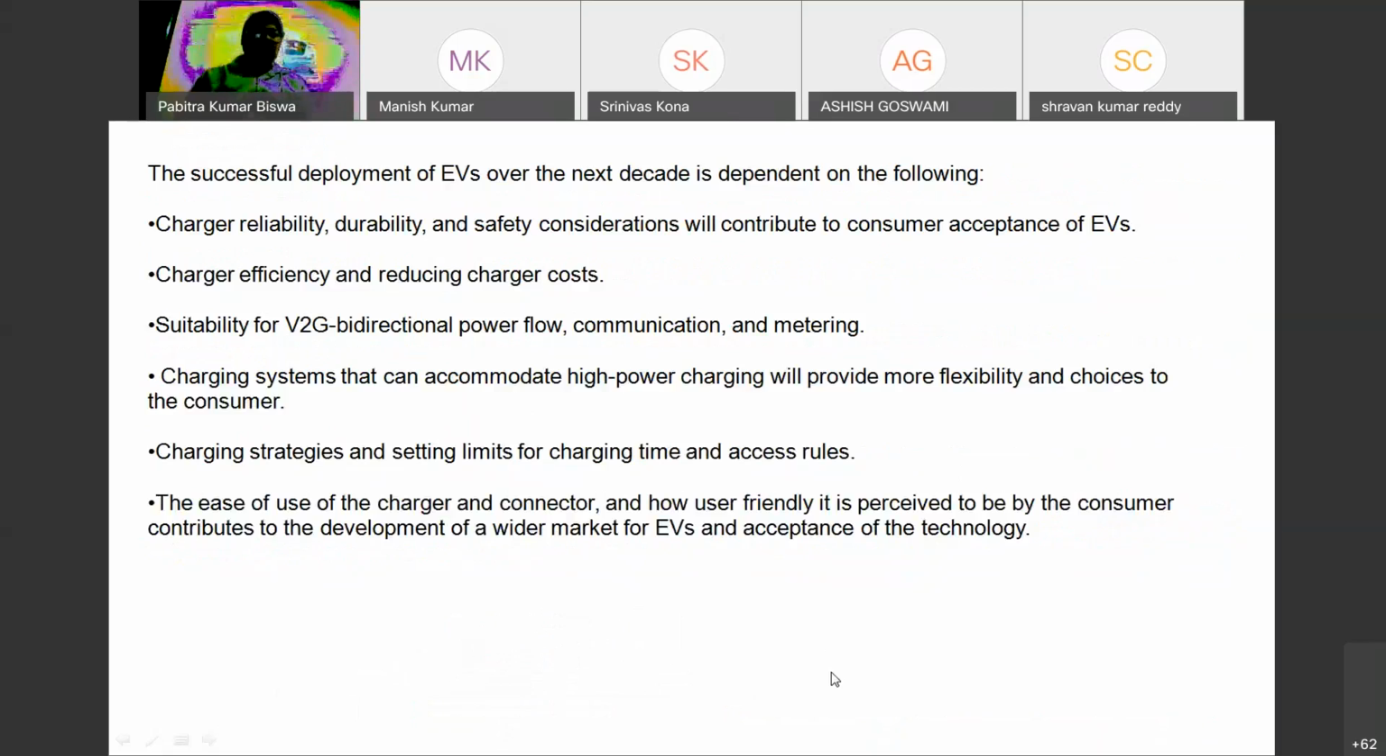For successful deployment of EVs in the next decade, the following conditions are necessary. The solutions given are: charger reliability, safety considerations, EV charger efficiency, reducing charging cost, and sustainability, B2G bidirectional, and charging strategy, setting limits on the charging time, and access tools. Okay, this is my presentation.